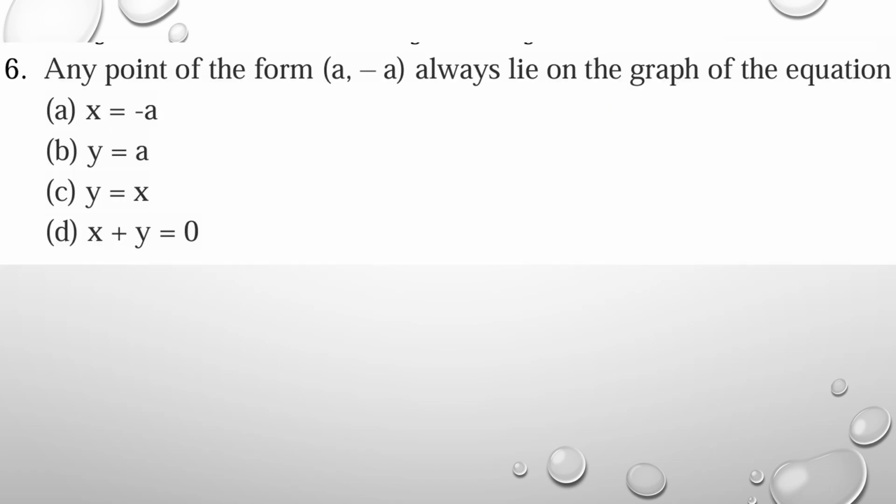Next, any point of the form a comma negative a. So first वाला हमारा x coordinate होता है, second हमारा y coordinate होता है. Always lie on the graph of the equation. x is equal to negative a, ये ट्रू नहीं है. y is equal to a, ये भी ट्रू नहीं है. y is equal to x, दोनों सेम नहीं है तो ये भी करेक्ट नहीं है. x plus y, अब when you add a negative a, you will get 0. So D part is correct.